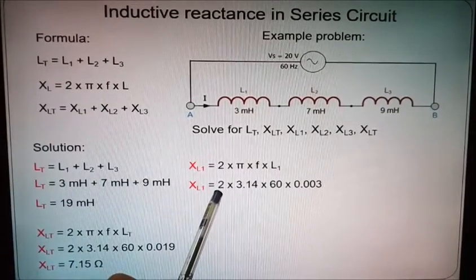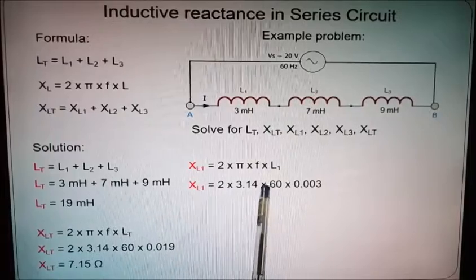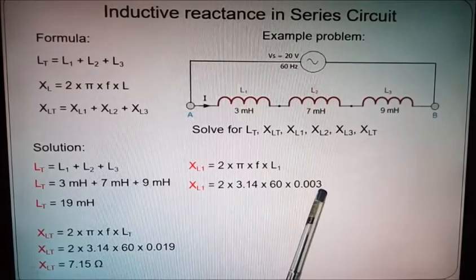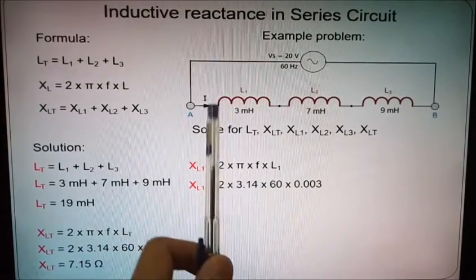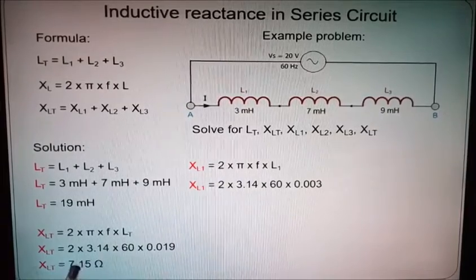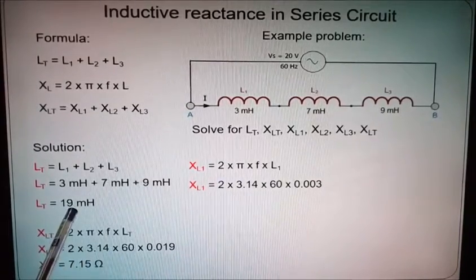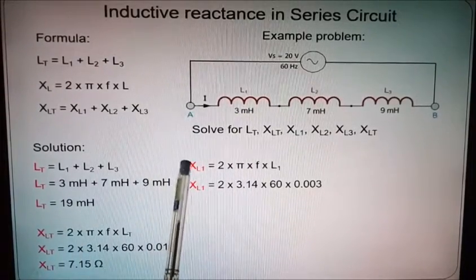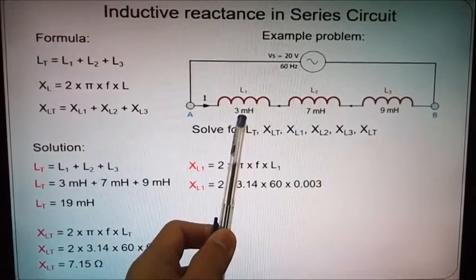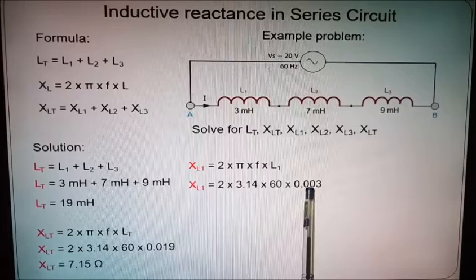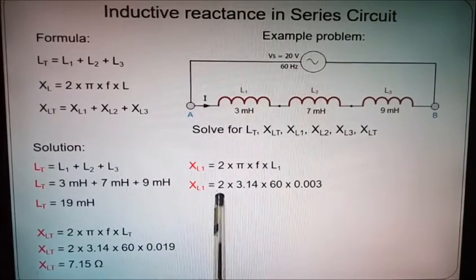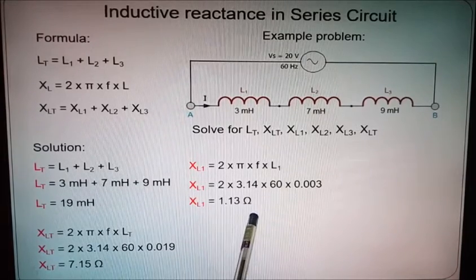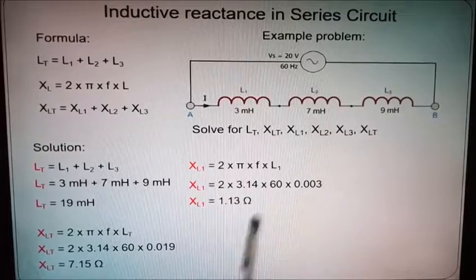So XL1 is equal to 2 times 3.14 times 60 times 0.003. I did not write the 3 millihenry because the answer will be wrong. Same as here, the answer will be wrong if you write the 19 millihenry. So we have to change millihenry to Henry first. I divide this by 1000, which is equal to 0.003 Henry. So the XL1 now is 1.13 ohms.